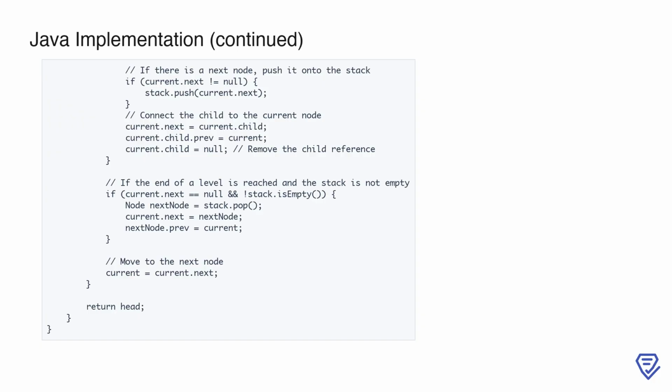After processing the child, we handle the scenario where we've reached the end of a level but still have nodes left in the stack. If the current node's next pointer is null and the stack is not empty, we pop the top node from the stack and reconnect it as the next node. This ensures that we continue processing the remaining nodes from the higher level. Finally, we move the current pointer to the next node and continue the loop. Once the loop completes, we return the modified head, which now points to the fully flattened list.